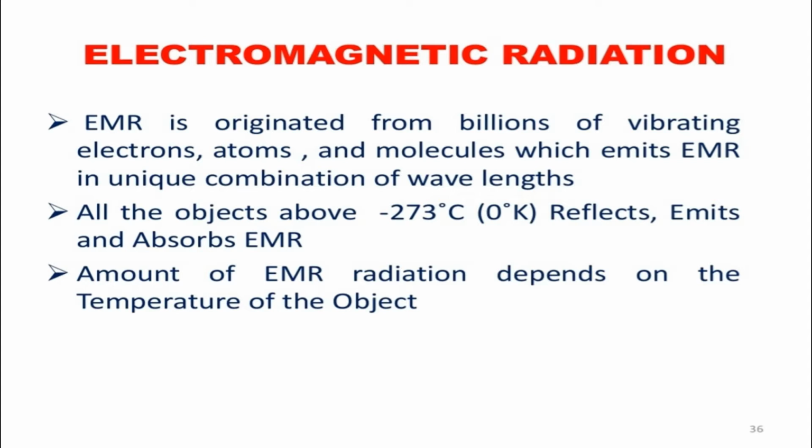because in such a position there is no vibration of electrons and atoms in that particular object. So the electromagnetic radiation is zero in the case of minus 273 degrees, or 0 Kelvin. The amount of EMR radiation depends upon the temperature of the object. If the temperature of the object is higher, then its radiation is higher, and we can easily separate that object from one another.